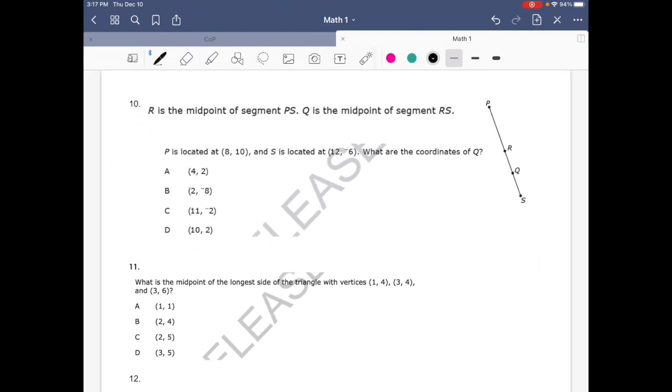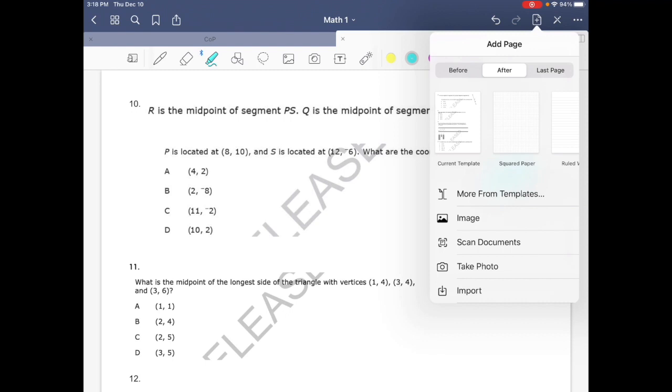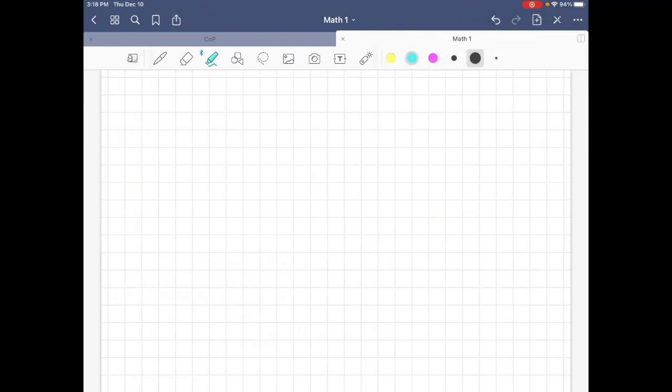All right, so for number 10, it says that R is the midpoint of the segment PS. Q is the midpoint of the segment RS. So P is located at 8, 10, and S is located at 12, negative 6. They want to know where Q is located. So again, I'm going to insert some graph paper here, and I'm going to graph this. I think it's going to be easier to see. And then we'll look at it in Desmos as well.